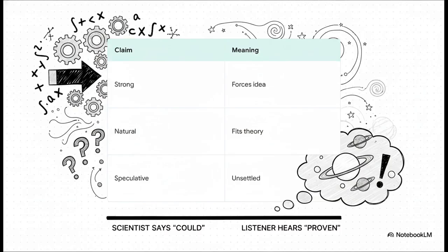But, and this is a big but, we have to be extremely careful with how we evaluate these theories. When a physicist says a theory implies a multiverse, we always have to ask, is it a strong consequence, where the math literally almost forces the idea to be true? Is it a natural extension, where it just fits the theory nicely? Or is it a speculative reading, where it's possible, sure, but far from settled? A lot of public confusion happens because a scientist will say a theory could imply many universes, and a listener hears, oh wow, many universes are now proven fact.